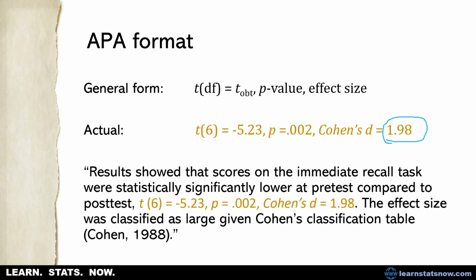So results showed that scores on the immediate recall task were statistically significantly lower at pretest compared to post-test. And there's our APA notation. And again, if there was any doubt that the pretest was lower, this sign right here clears that right up, right? Because it's negative. So we don't really need to repeat that with the effect size sign. The effect size was classified as large given Cohen's classification table, Cohen 1988.